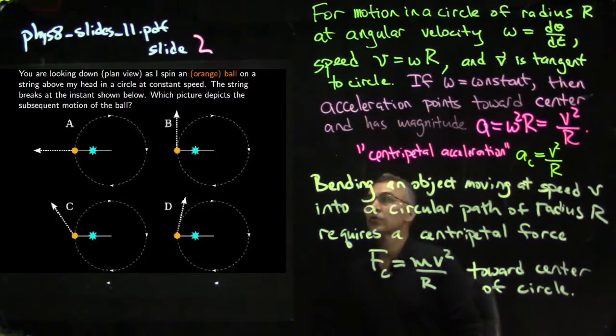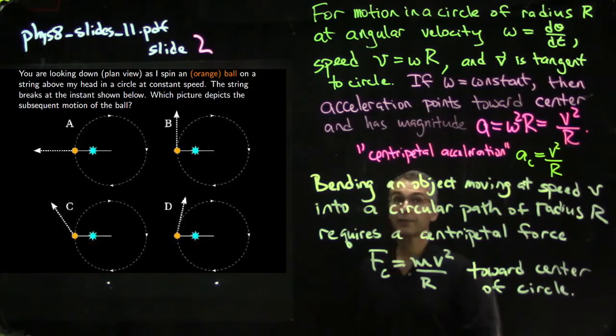So you are looking down. Imagine a plan view. You're looking down as I spin an orange ball on a string above my head in a circle at constant speed. The string breaks at the instant shown below. Which picture depicts the subsequent motion of the ball just the instant after the string breaks?